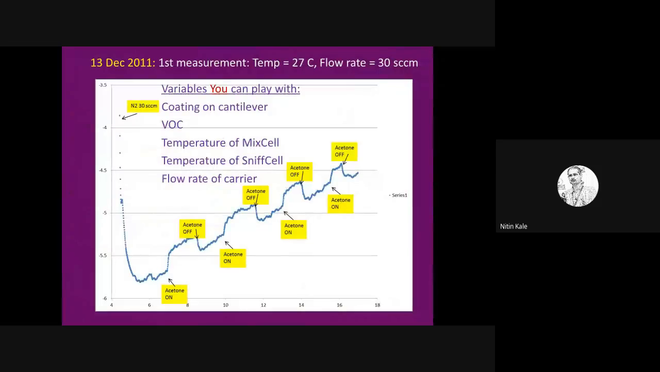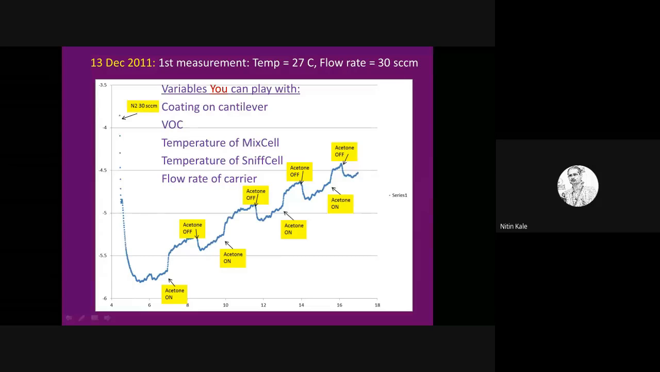This is an example of what is achievable with the OmniCAN setup. First thing is, if you change the flow rate, you will see a deflection. So it's a flow rate sensor. If you put in acetone, you will see a deflection because of the coating on the cantilever. If you take off acetone, you will see a deflection. So this is very faithful.